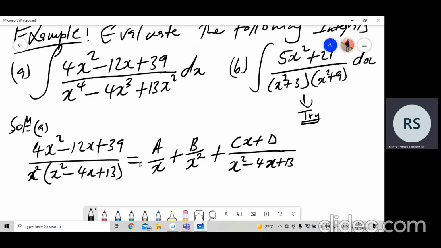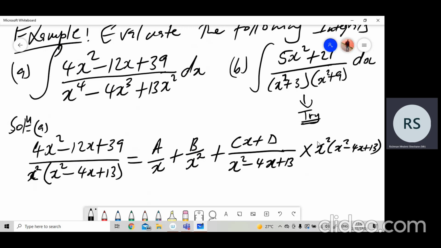All right. Now, this is a form of the partial fraction of this expression. That was your first step. So the second step is just to solve for these constants, A, B, C, and D. When you solve for these constants, you multiply by this LCD. The LCD is always going to be this, x squared minus 4x plus 13.